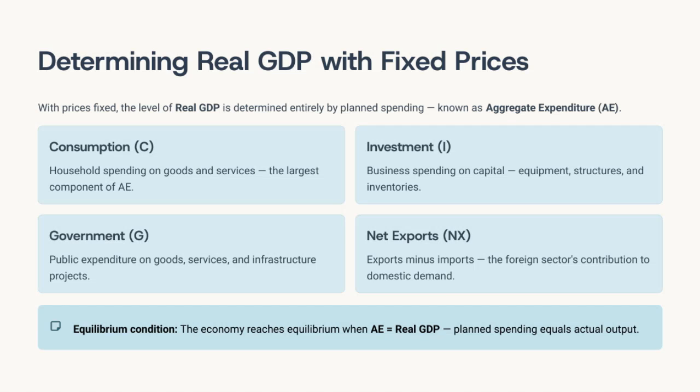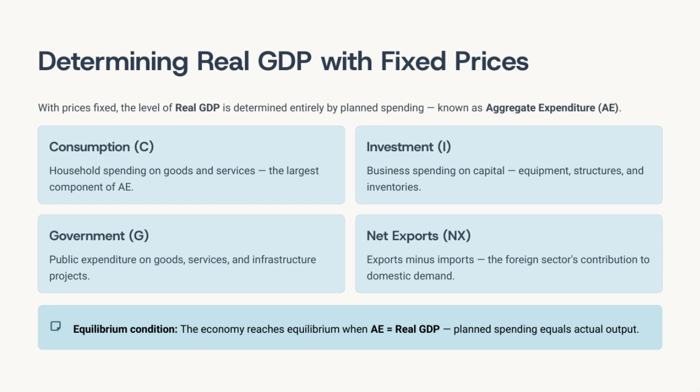So let's talk about the equilibrium condition in the economy. Essentially, the economy reaches equilibrium when aggregate expenditure, or AE, equals real GDP. In other words, planned spending matches the actual output produced. When this balance occurs, the economy is in a stable state. Now, a key component of this is net exports, which is the value of exports minus imports. This represents the foreign sector's contribution to domestic demand, so how much other countries are buying from us minus what we're purchasing from them. Next, we have public expenditure, which includes government spending on goods, services, and infrastructure projects.